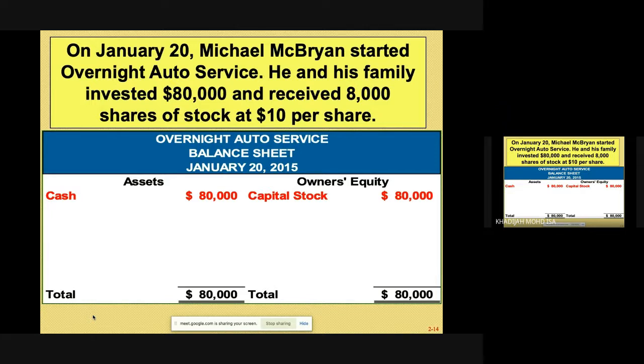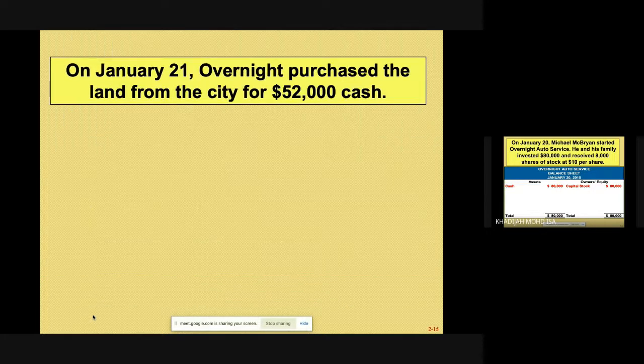So now you have the debit side, the asset, and the credit side, the owner's equity. You have 80,000 each, so it's balanced. Then on January 21st, Overnight purchased land from the city for 52,000 cash.